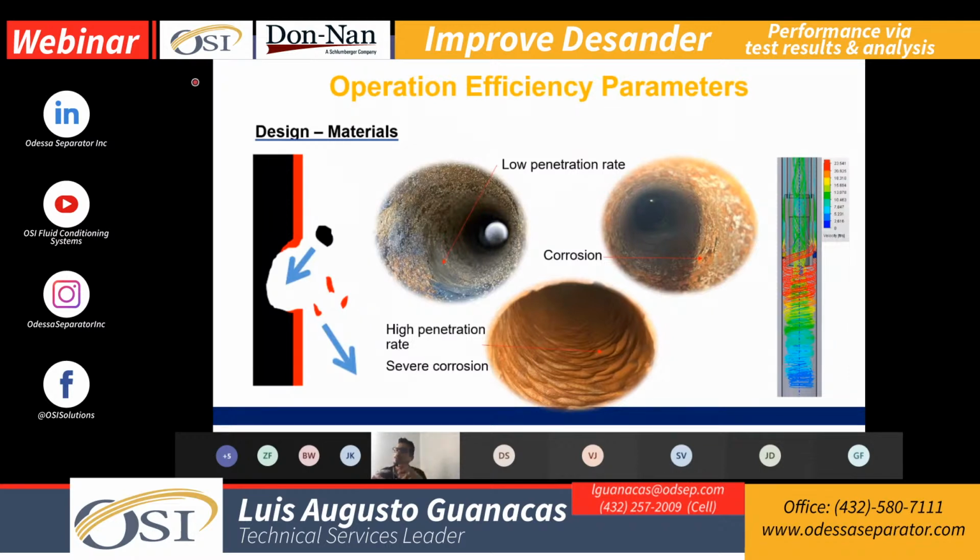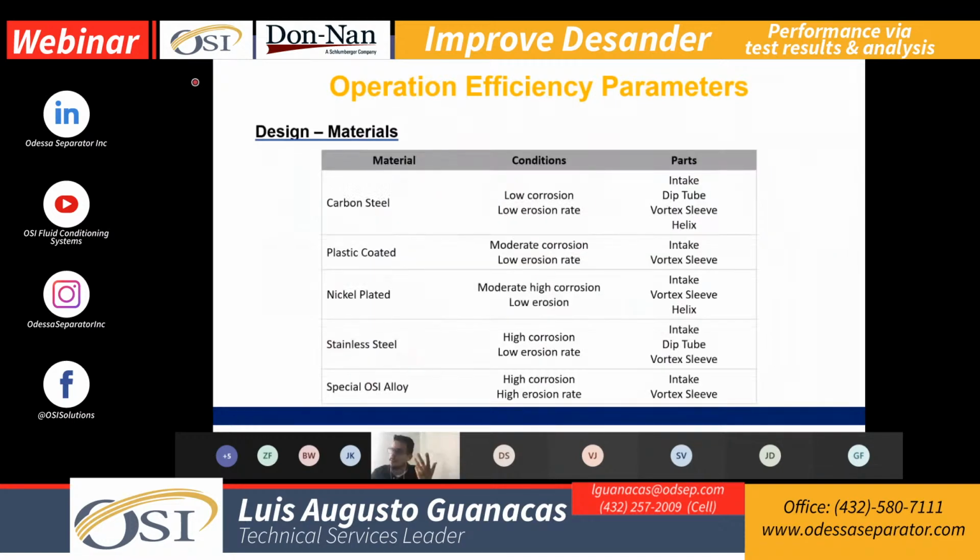We made the simulation. We used finite element analysis, FEA, to check the impact of these velocities and these acceleration rates in different materials, and we came out with this table. This table summarizes in what conditions you can use different materials for different components of the desander. For instance, materials like carbon steel can be used in low corrosion, low erosion rate environments. So this is very critical.